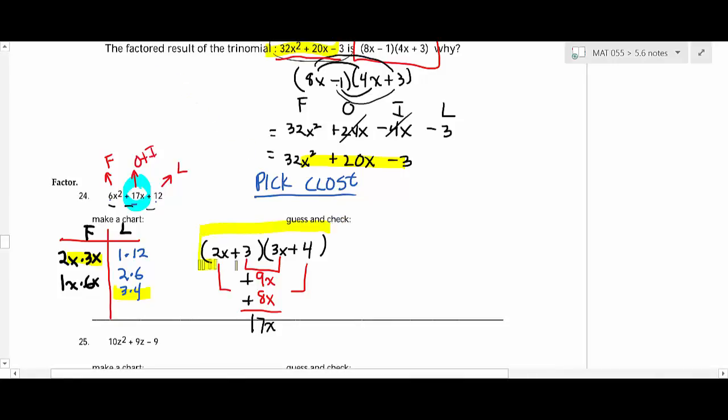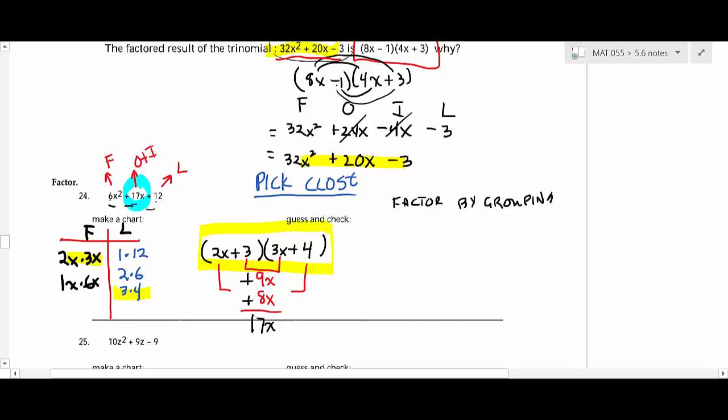And of course, you could FOIL that out and prove that it's right. Does that make any sense? You guess and check. You have to. It's not as simple as the other trinomials. Now I also want you to write down factor by grouping. Sometimes students do these problems a lot better if they go ahead and do factor by grouping.